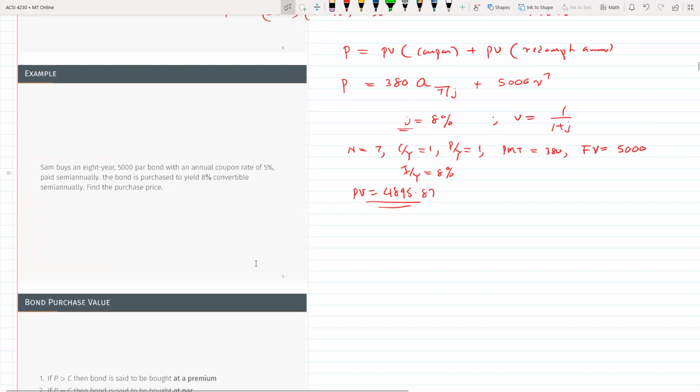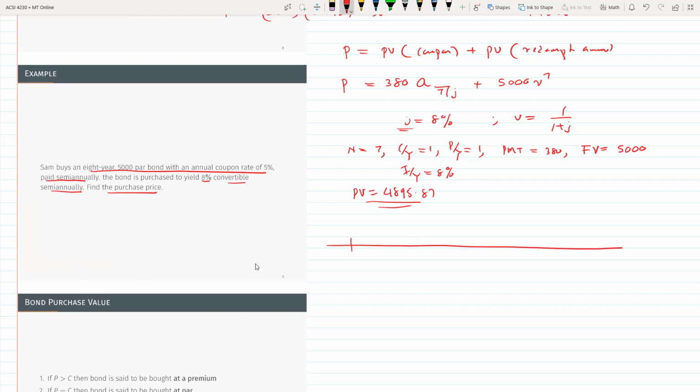Let's go to the next problem. Sam buys an 8-year, 5,000 par bond with an annual coupon rate of 5%, paid semi-annually. The bond is purchased to yield 8%, convertible semi-annually. Find the purchase price. Let me first draw the timeline and then we are going to use the calculator. Here is 0, it's 8 years, the coupon rate is 5% and the face value is 5,000.